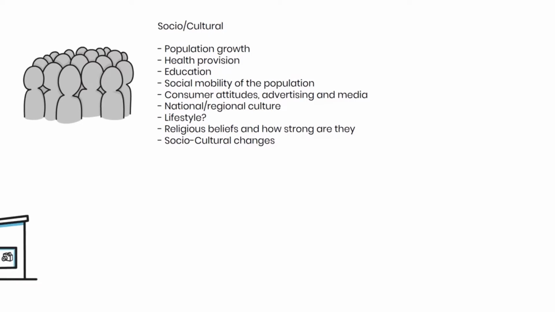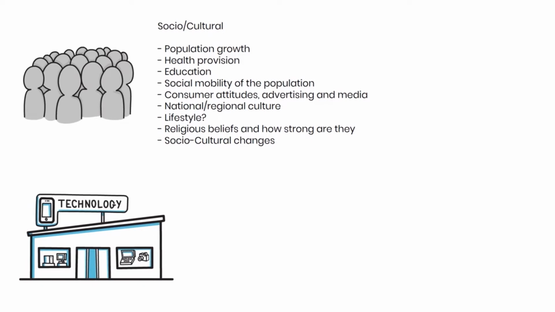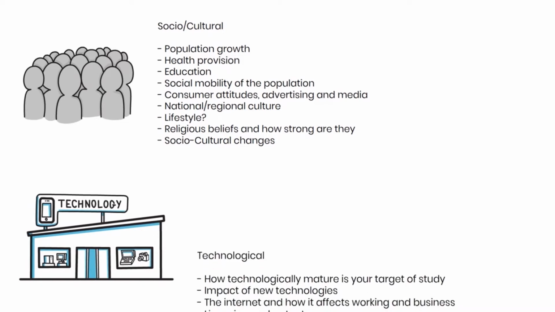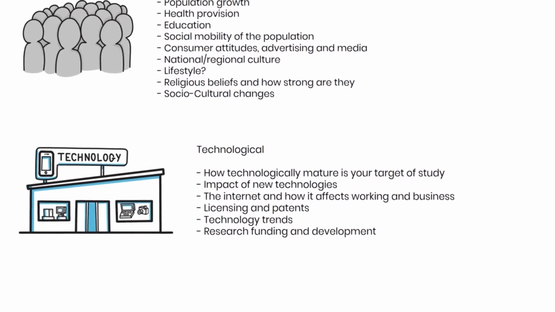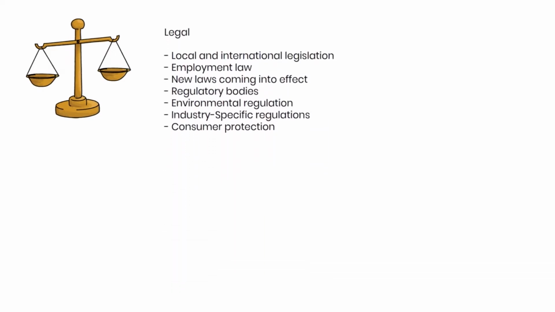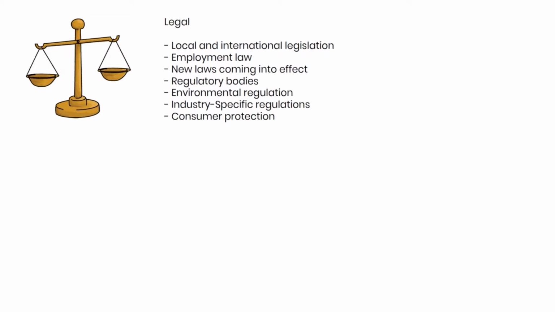Under technological, you want to understand how technologically mature is your target of study, any impact of new technologies, the internet and how it affects working and business, licensing and patents law, technology trends, and research, funding and development. Under the legal domain, you want to consider things such as local and international legislation, employment law, any new laws coming into effect in the near future, regulatory bodies, environmental regulations, industry-specific regulations, and any consumer protection law.